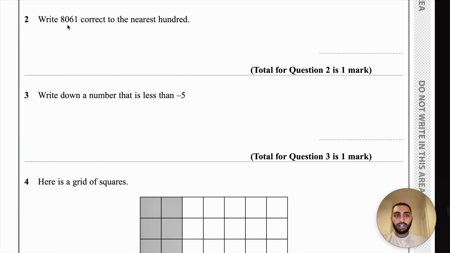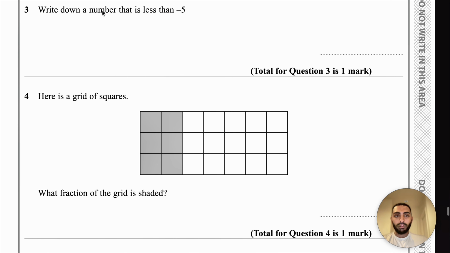Question 2. Write 8,061 correct to the nearest 100. All we need to do here is find where the 100 column is, which is this 0. We look after the 0. That's telling me I need to look at the 6, which is a decider. If it's 5 or above, I'm going to give this one a shove, and if it's 4 or below, I'm going to let everything go. So because it's 5 or above, this is going to round up to 8,100.